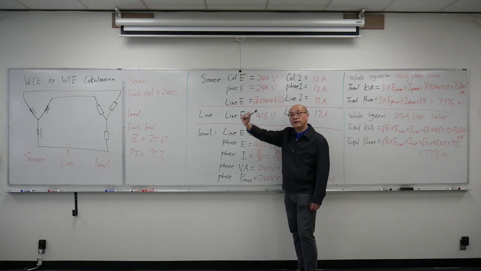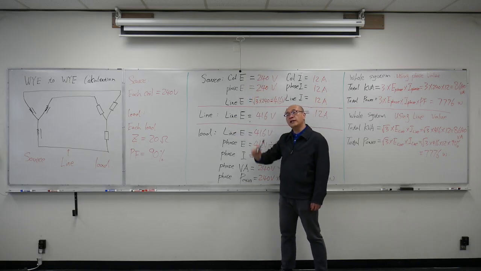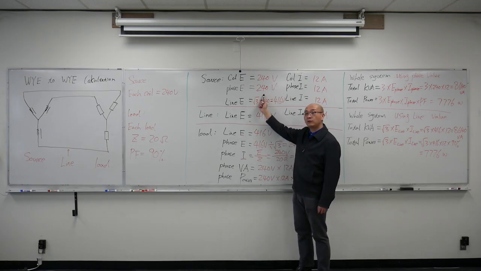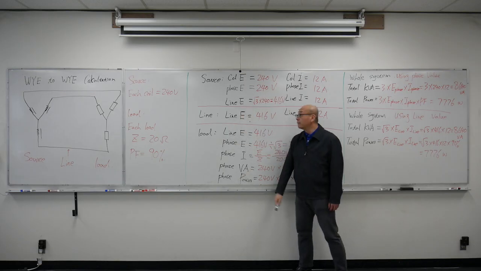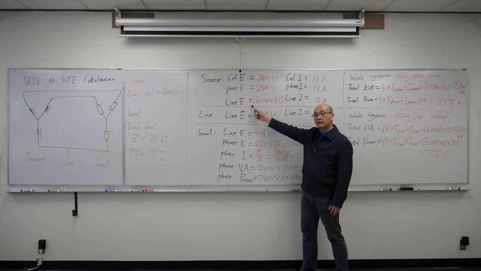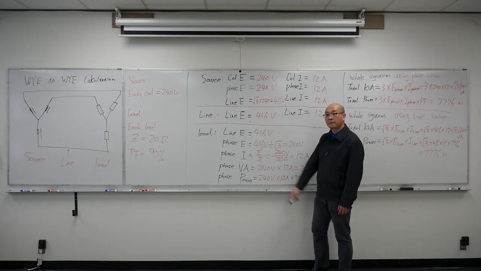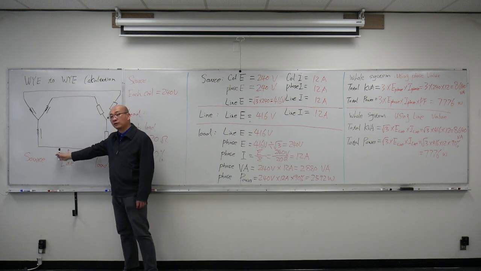First, my coil voltage in the source is 240 volts. Each phase only has one coil, so my phase voltage is 240 volts. Come to the line voltage. You still remember in a Y system, the line voltage is √3 higher. So √3 times 240 gives me 416 volts. Here at the source, I have figured out all the values.